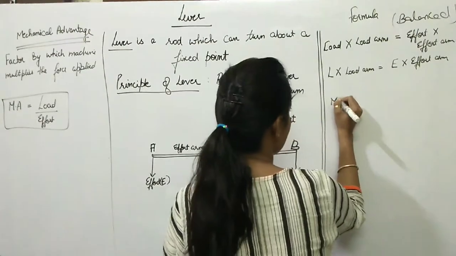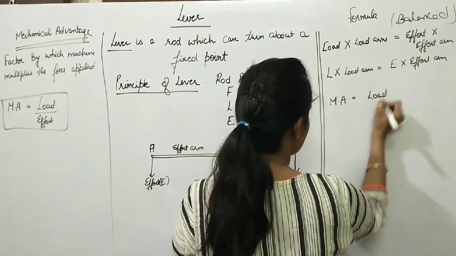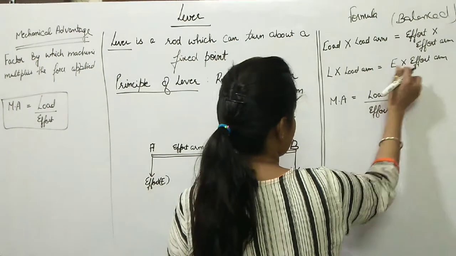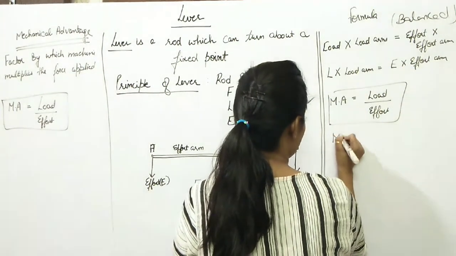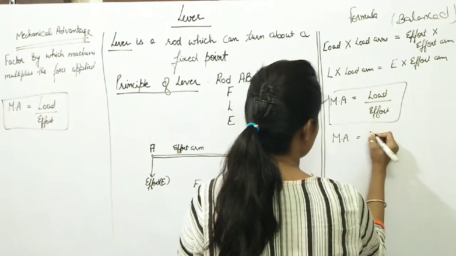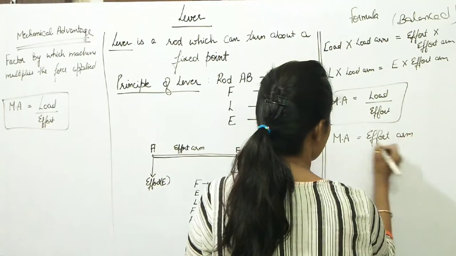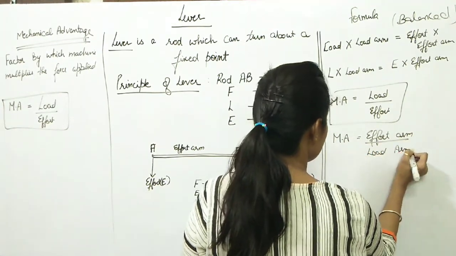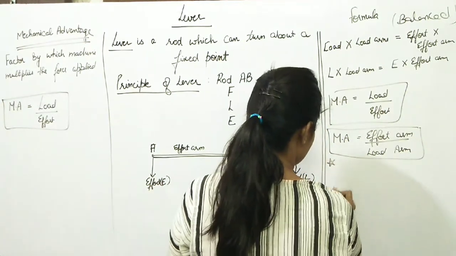So the mechanical advantage formula is load upon effort, or we can reciprocate it: mechanical advantage is equal to effort arm upon load arm. Two formulas are being used. So, three conclusions from here.